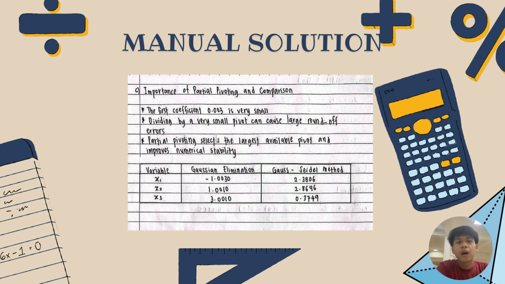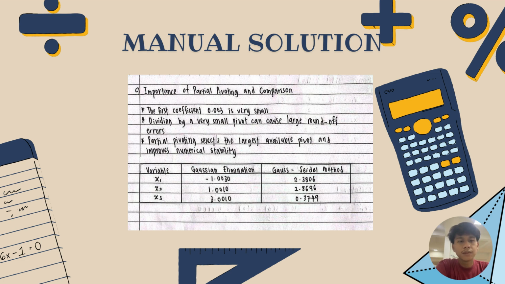Finally, let's compare our result after 2 iterations. As shown in the table, Gaussian elimination quickly converged to our highly accurate solution. X1 is approximately 0.113, X2 is 1.001, and X3 is 3.001.